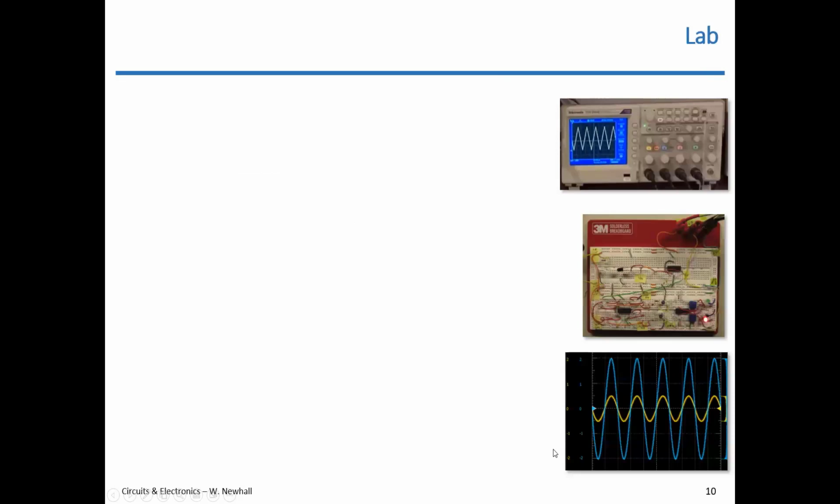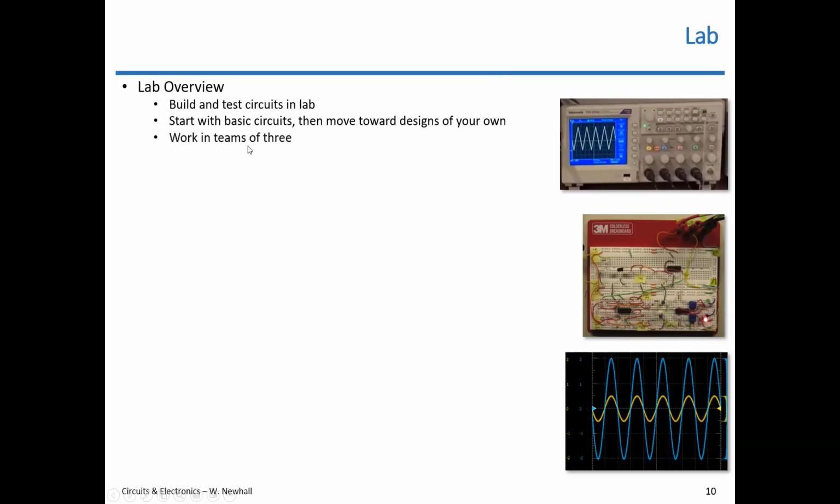So lab is a great part of this course. It gets you hands-on with electronics. It gets you hands-on with test equipment. It builds your troubleshooting skills. So you are going to build and test circuits in lab. You're going to start out with basic circuits, and then you're going to move to designs of your own and making your own selections of electrical components or values of electrical components. You will work in teams of three at each bench in the lab. You will perform design work prior to the lab period in the form of a pre-lab. And then you will build and test your circuits during the lab period.